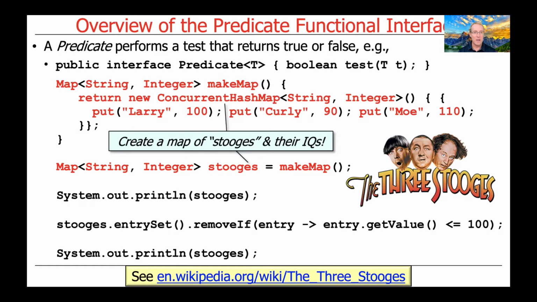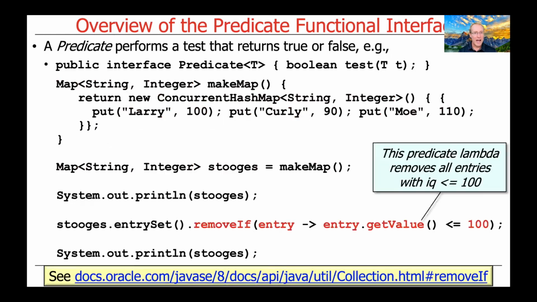We then invoke the makeMap factory method and make ourselves a local variable called stooges, which is this map that maps String to Integer. After printing out the values, we're then going to use a predicate lambda to remove all the entries in the map whose IQ is less than or equal to 100, namely Larry and Curly. Good old Moe will stick around.